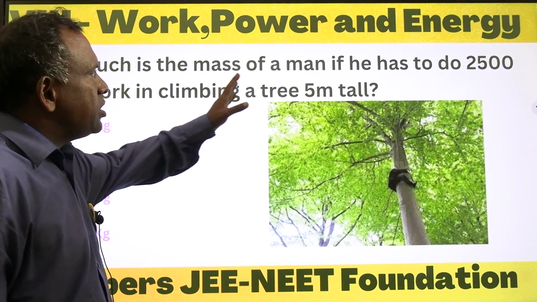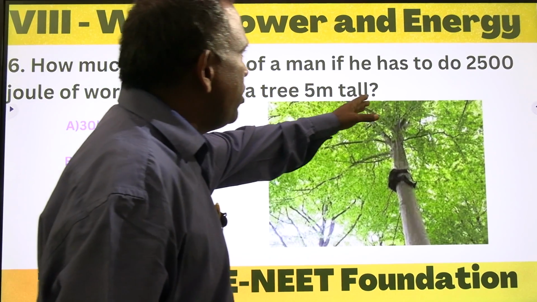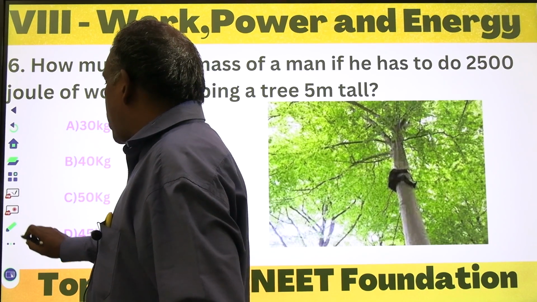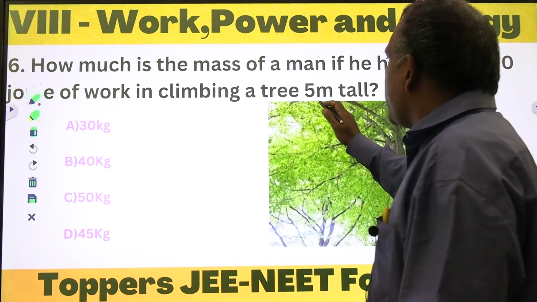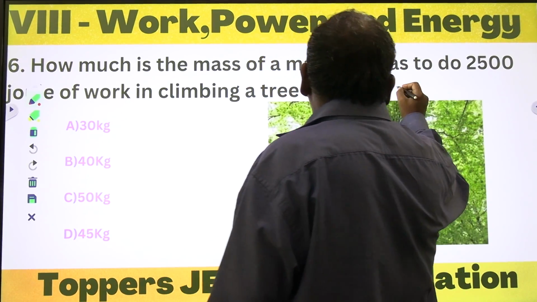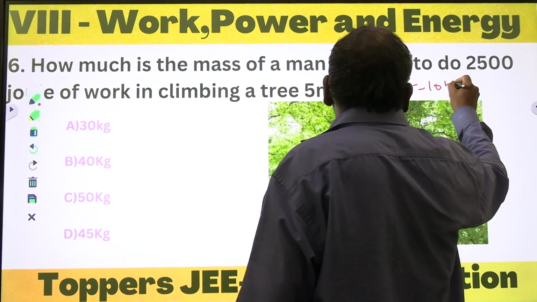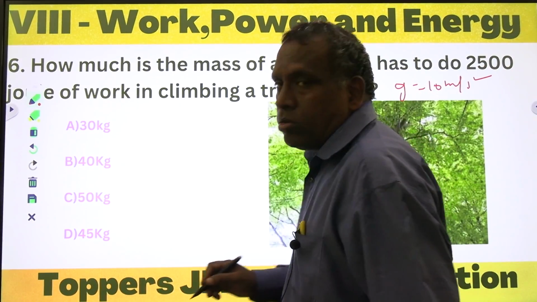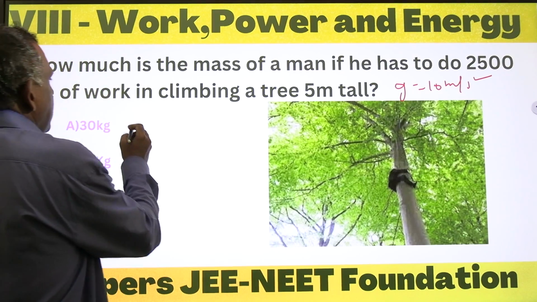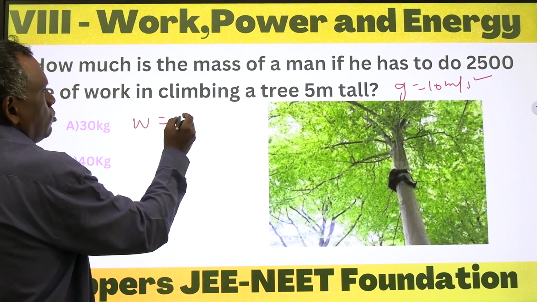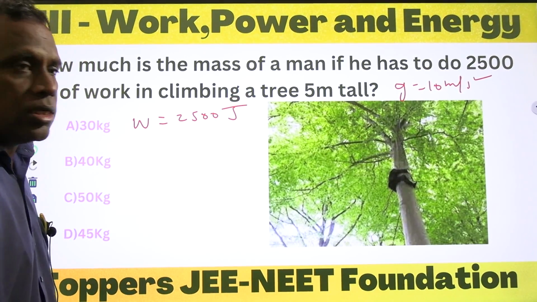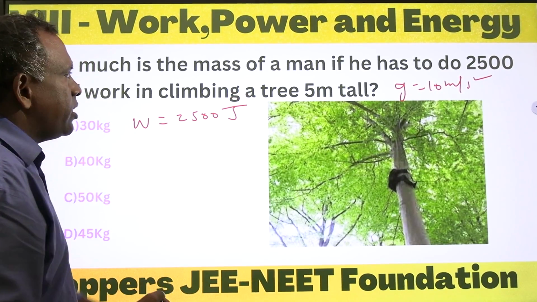So next question, the sixth one. How much is the mass of a man, if he has to do 2500 joules of work in climbing a tree of 5 meters tall? See, here the g value is supposed to be given. The g value is 10 meters per second square. Here the work is given: work is equal to 2500 joules, and you are supposed to find the mass.